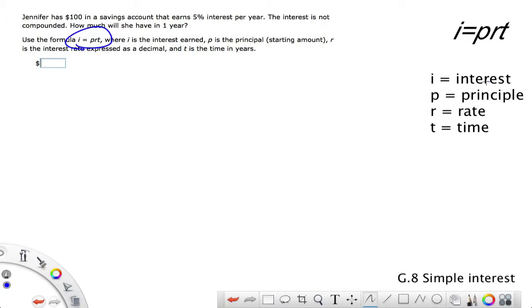So don't be confused by interest and interest rate. The interest rate is the percentage of growth. So this is going to be as a percent. And T is time, in this case in years.